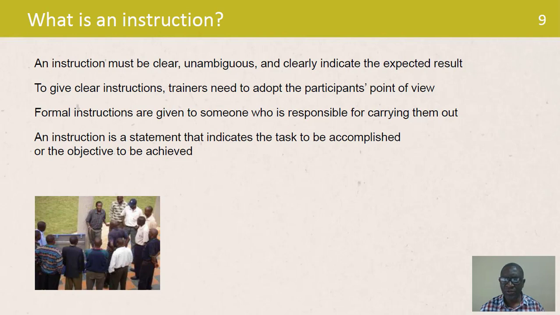To give clear instructions, trainers need to adopt the participant's point of view, not only in terms of learning, but also in terms of communication. How can I clearly state what I want the learners to achieve? Formal instructions are given to someone who is responsible for carrying out the instructions. An instruction is a statement that indicates the task to be accomplished or the object to be achieved.